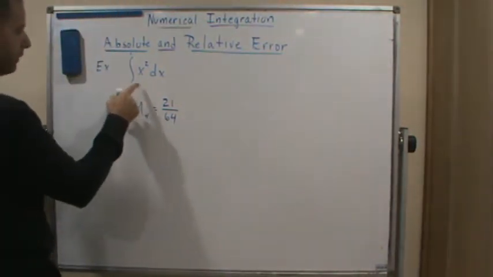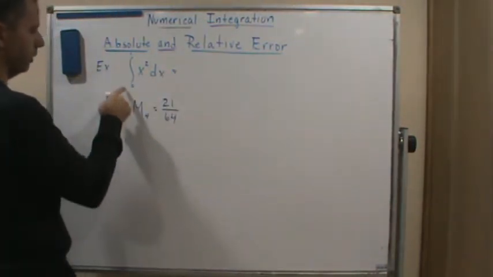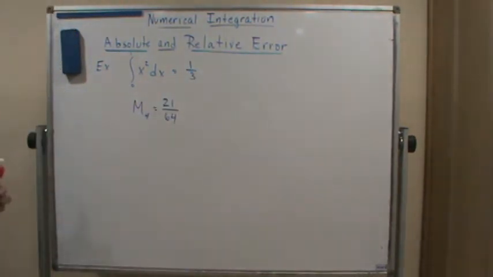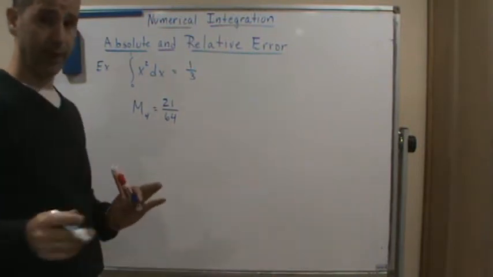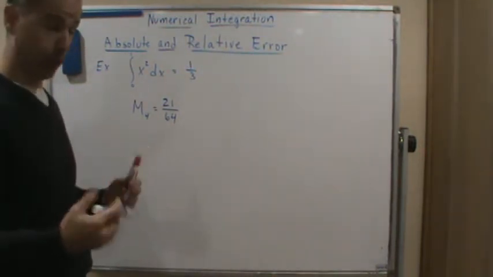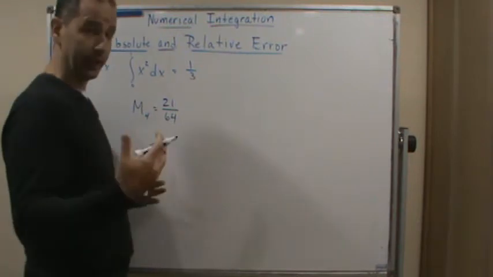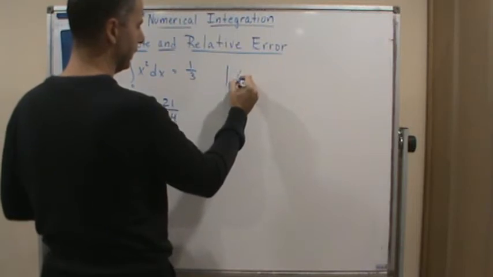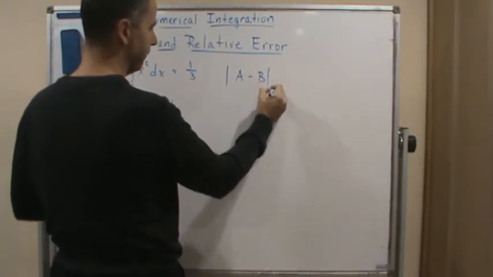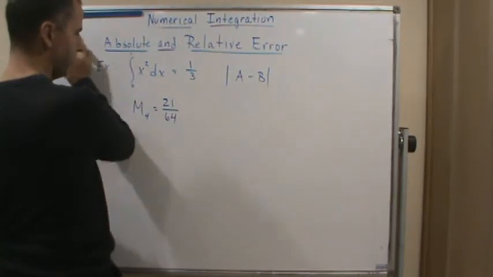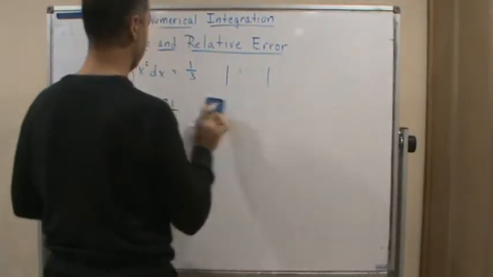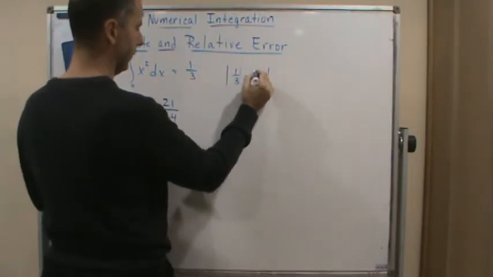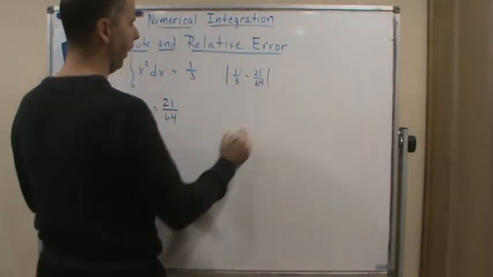But then we also found that this integral is equal to 1/3. And if we use the absolute value, we did this before, but let's now formally do it. If we find the absolute error, we find the absolute value of the difference between the actual value and the estimated value, right? So in this case, it's going to be 1/3 minus 21 over 64.